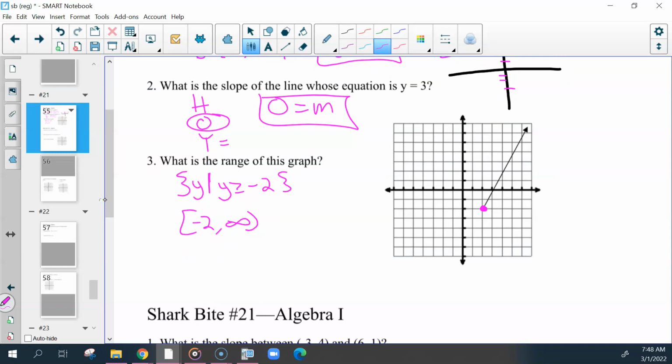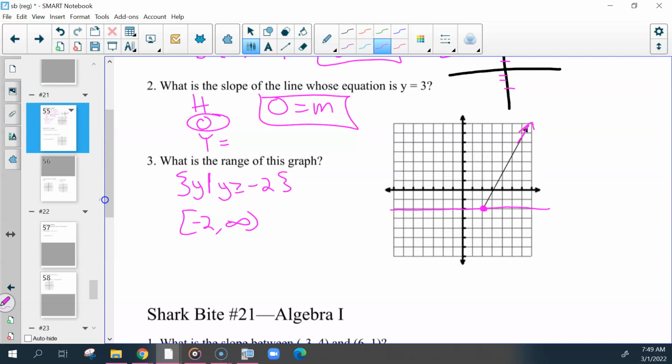The range for number 3, you're looking at the lowest point to the highest point. The lowest of this is at negative 2. It does not go lower than that, but that's where it starts. And then it keeps going up because of the arrow. So it's going to go up off the graph. The y's are going to keep getting bigger and bigger. So it's going to start at negative 2 and keep going.